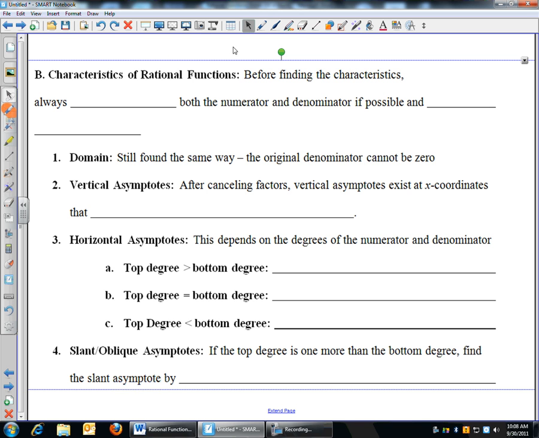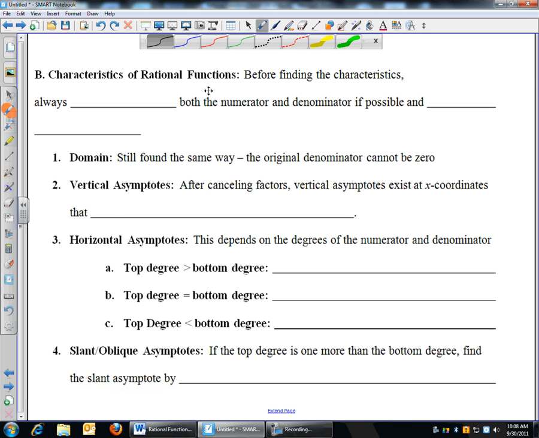Finding characteristics of rational functions. We're going to find all of these things, domain, x-intercepts, y-intercepts, all that stuff. Before you find the characteristics, what you want to do first is factor both the numerator and the denominator, and if possible, cancel any factors. Sometimes nothing's going to cancel, but you always want to try to factor because it makes finding some of these things a lot easier. Finding domain, we've already done that. If you have a denominator, it cannot be 0, so domain's not going to change.